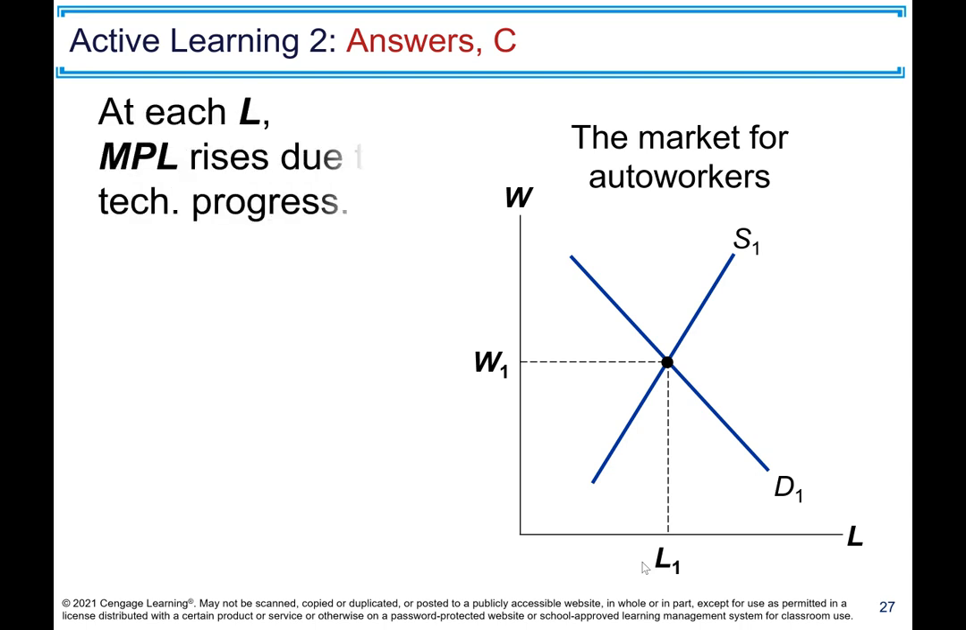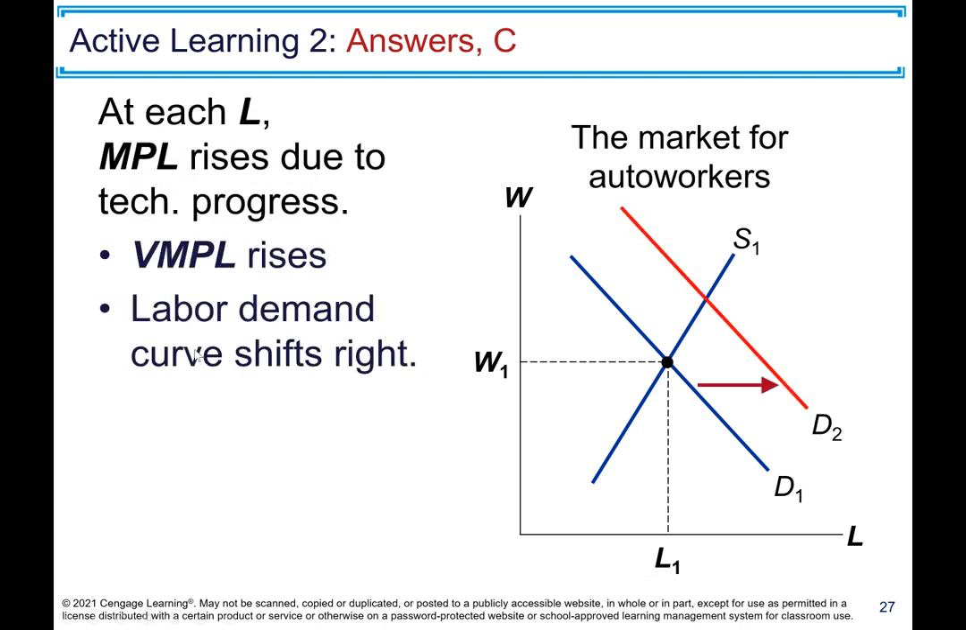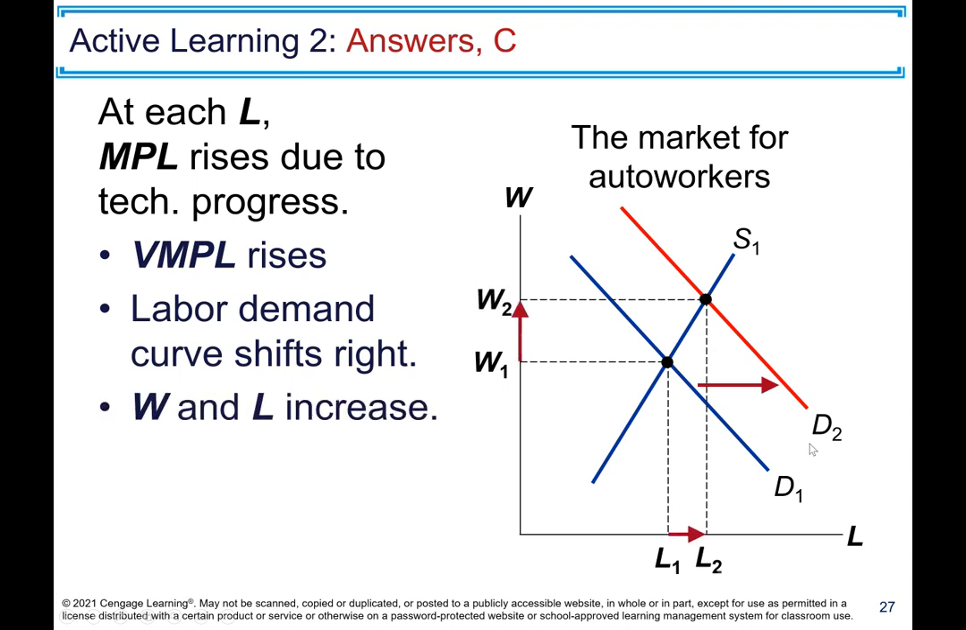C. At each L, MPL rises due to technological progress. That means VMPL rises, and labor demand shifts to the right from D1 to D2. Wages will rise from W1 to W2, and hiring will increase from L1 to L2.